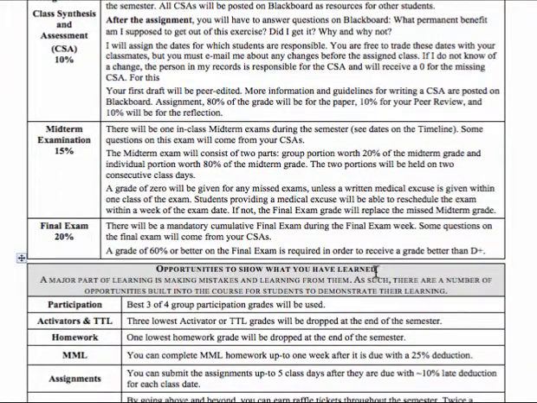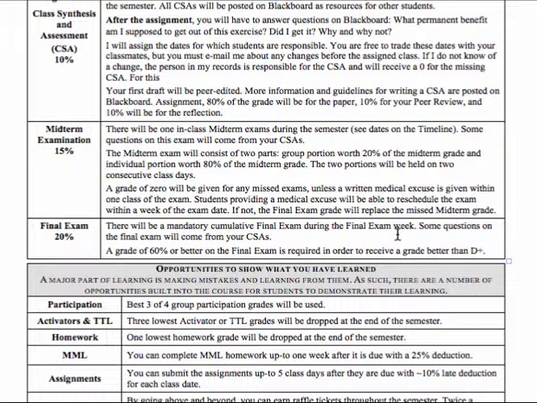Finally, there are midterm and final exam. The midterm examination will have 2 components, 2 parts. One is the group portion, which will be counted as 20% of your midterm grade, and one will be the individual portion, which will be counted as 80% of your midterm grade. A grade of 0 will be given to any missed exams, unless there is a written medical excuse, at which point we will be rescheduling the exam within a week. Otherwise, if we're not able to do that, your final exam grade will replace your midterm grade.